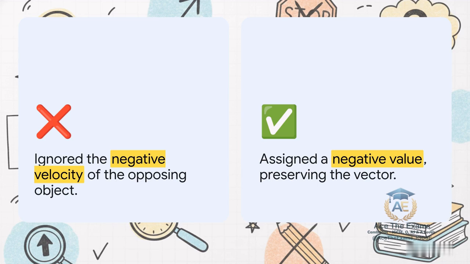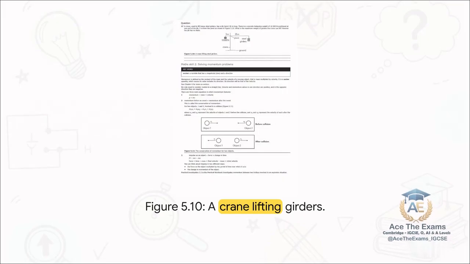On the right, we have the top band examiner-approved answer. Notice how they assigned a negative value to the opposing object's velocity? They perfectly preserved its vector nature. That single negative sign is literally the difference between passing and failing this question. All right, let's escalate the stakes a bit.